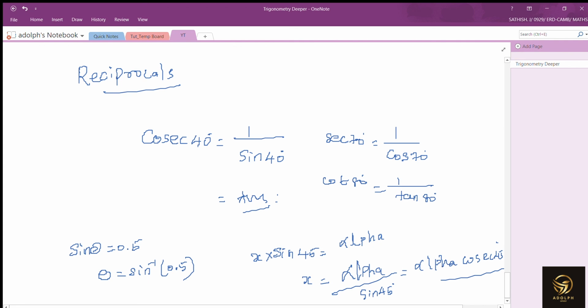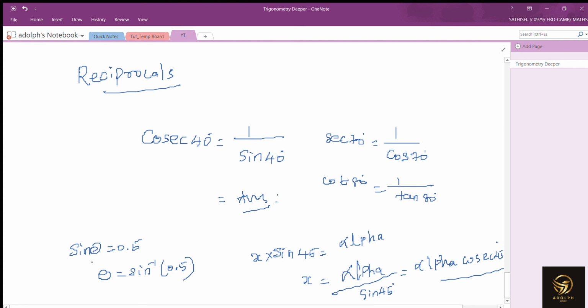So only in these cases you can change it to the reciprocals, or else if they are asking cosecant 45, secant 75, cot 95, then there you can use it. And other than that, it has no other works.